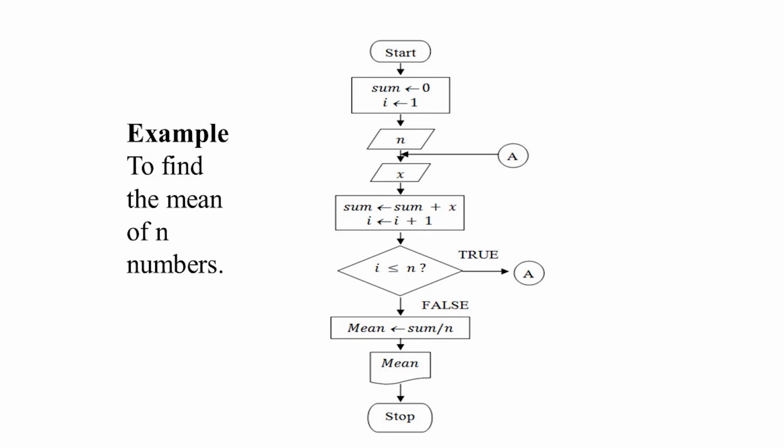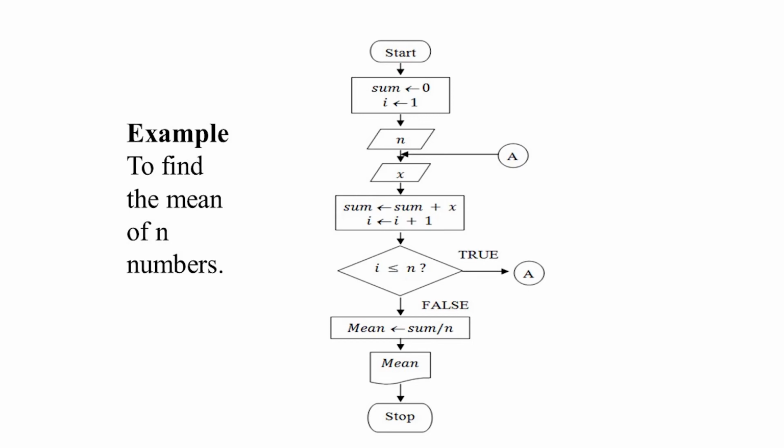So when i is less than n, if it is true, yes, the value of i is less than n, then what happens? You have a connector symbol which says A, which takes you back to the input. Then you perform the operation again till the value of i becomes greater than n. While i is less than n, you go on repeating the steps. That is for the true condition.